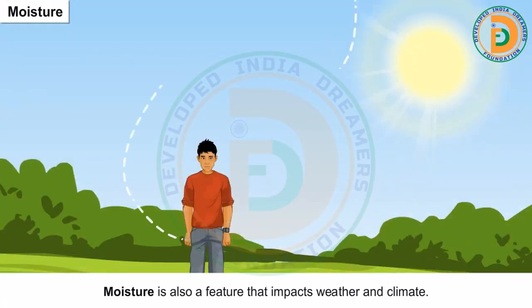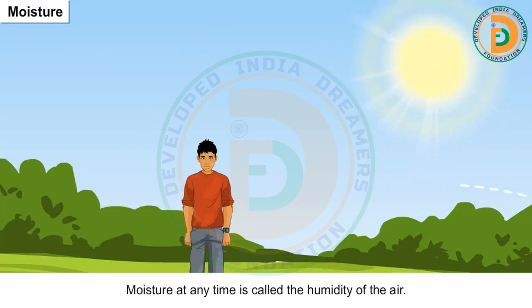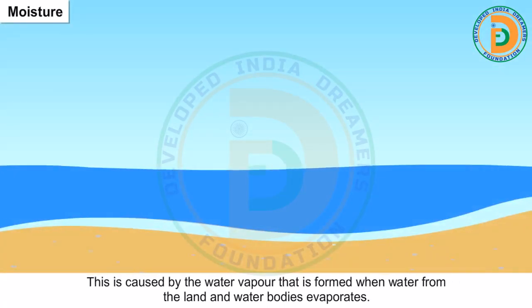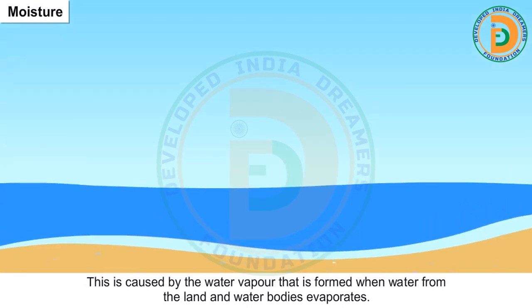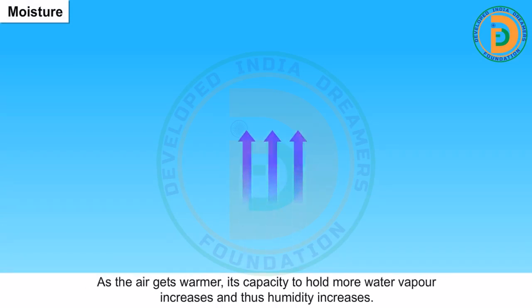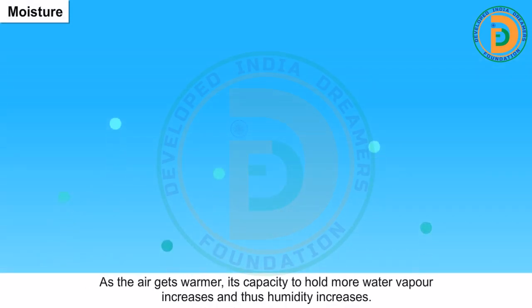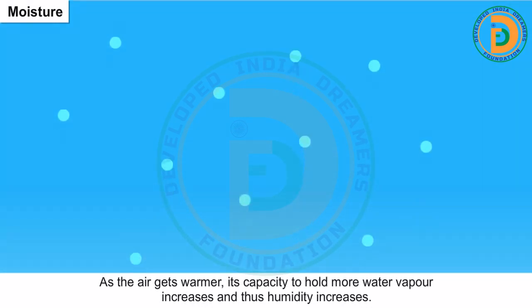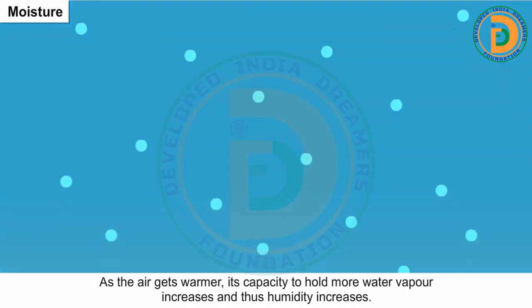Moisture is also a feature that impacts weather and climate. Moisture at any time is called the humidity of the air. This is caused by the water vapor that is formed when water from the land and water bodies evaporates. As the air gets warmer, its capacity to hold more water vapor increases and thus humidity increases.